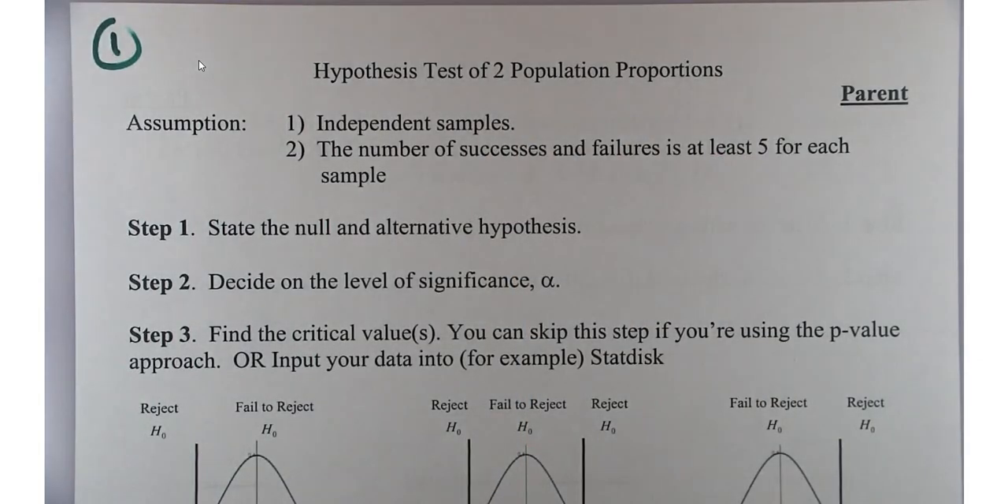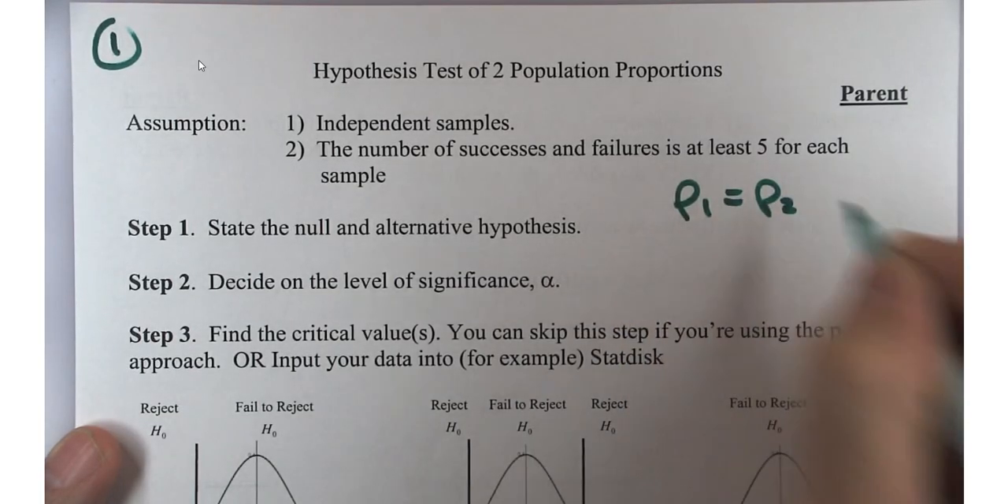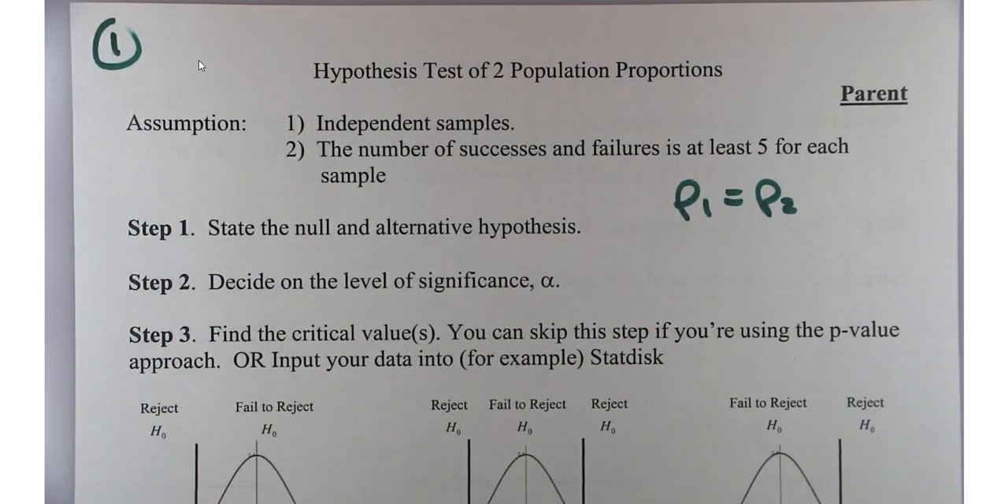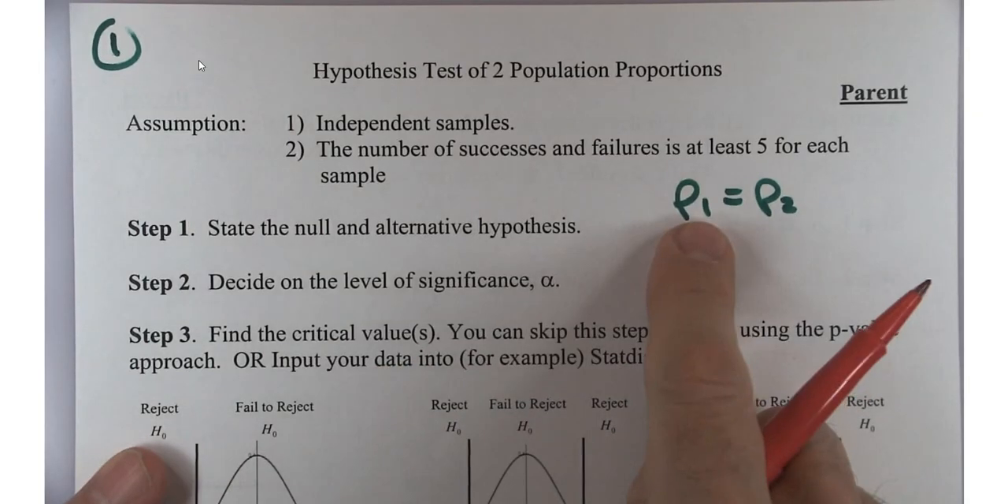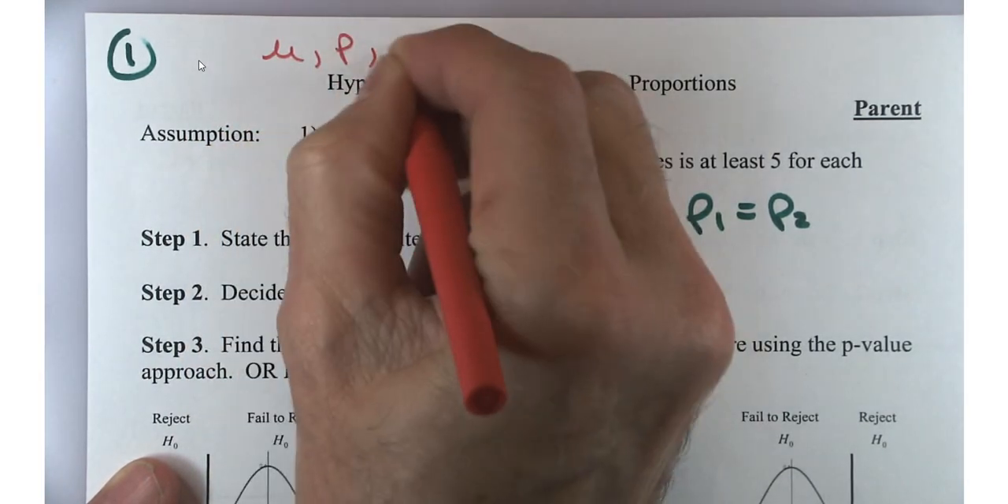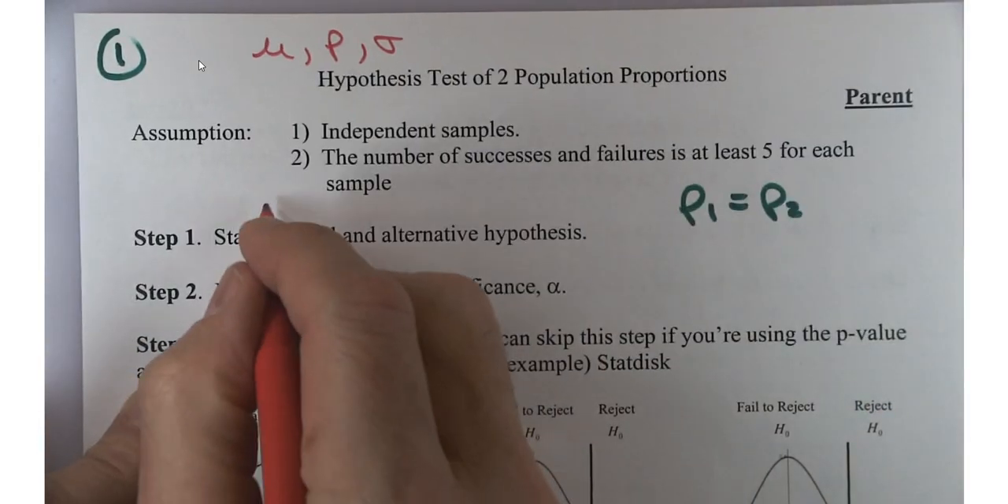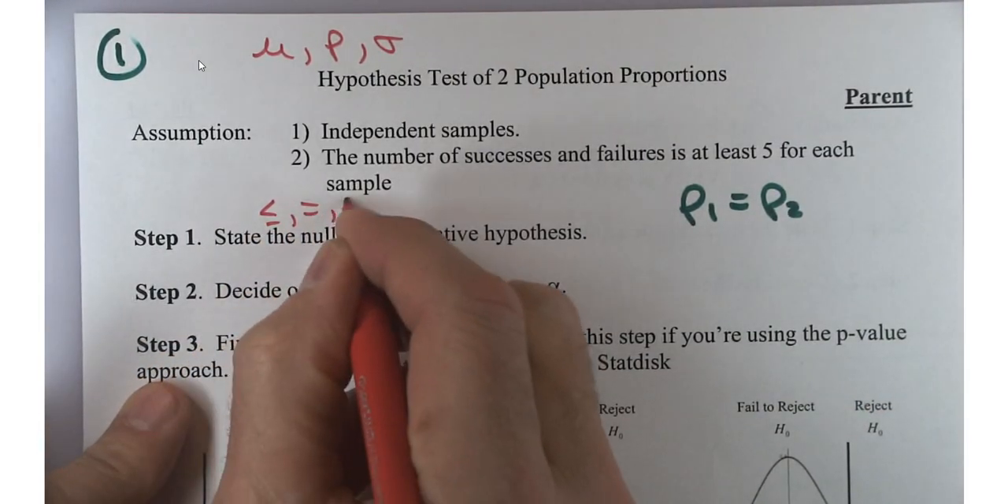So that's going to mean at some point or another, P1 equals P2, or less than or equal to, or greater than or equal to, etc. Remember, that's all going to go in the null hypothesis. So you're going to start by stating the null and alternative hypothesis. The null hypothesis, I can't emphasize this enough, is going to contain parameters. So your parameters up to this point are mu, p, and sigma. And your null hypothesis should contain less than or equal to, or greater than or equal to.